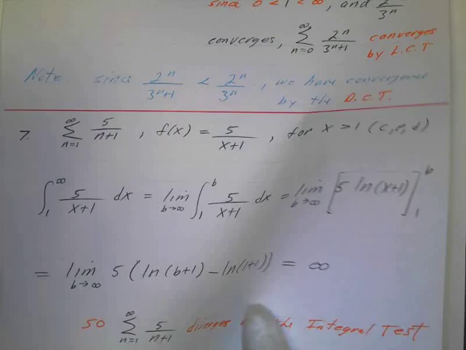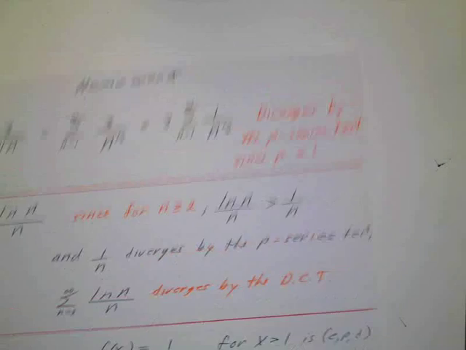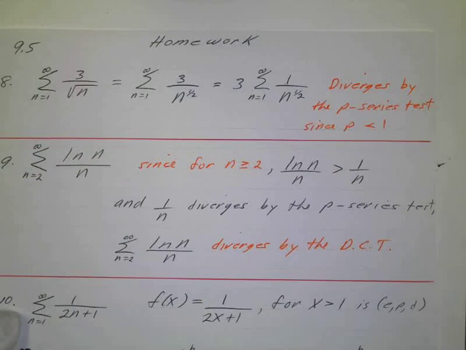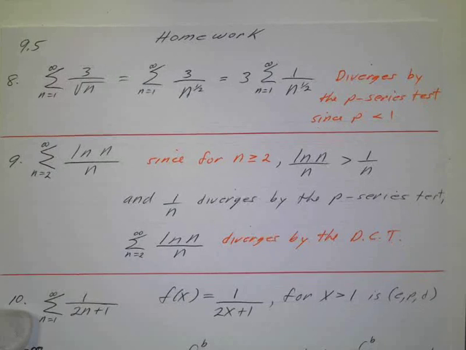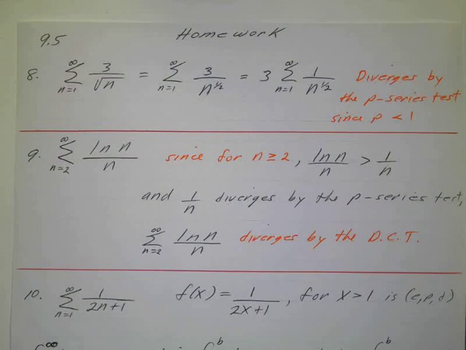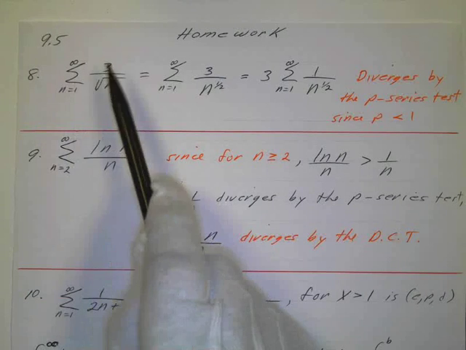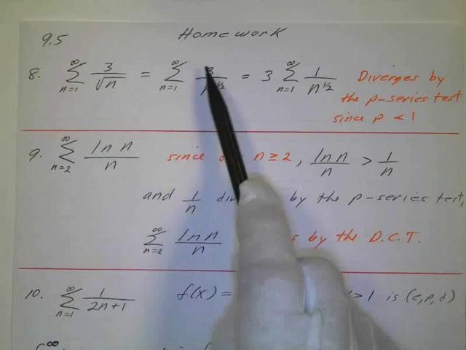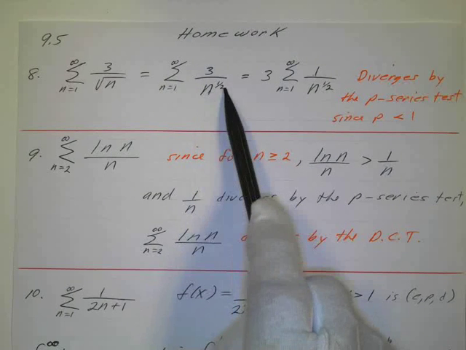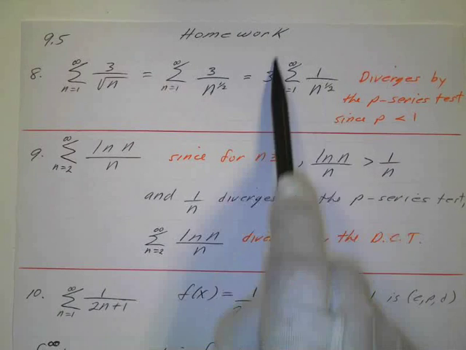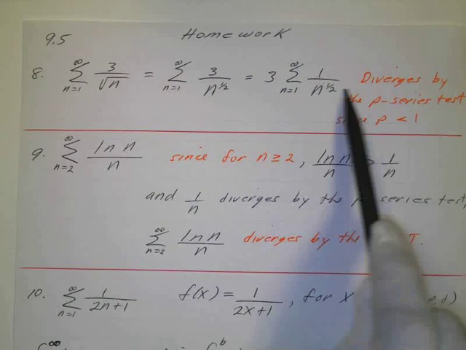And let's take a look at one more, number 8. And this is a nice easy one. It's kind of what we call a stocking stuffer, a real easy problem. Okay, the summation from n equals 1 to infinity of 3 over the square root of n, that's the summation from 1 to infinity of 3 over n to the 1/2 power. I can put that 3 in front, and so this is what I have.